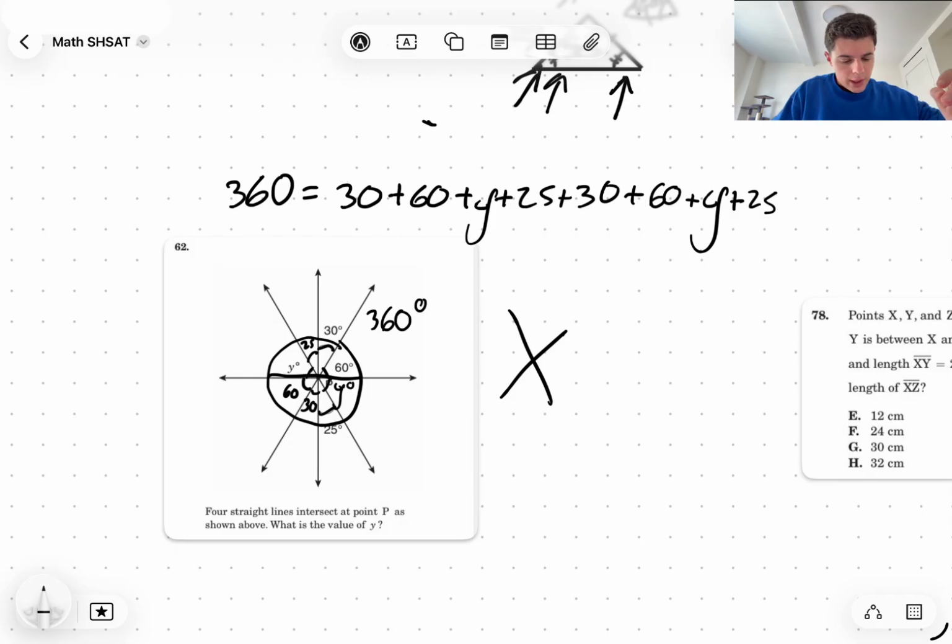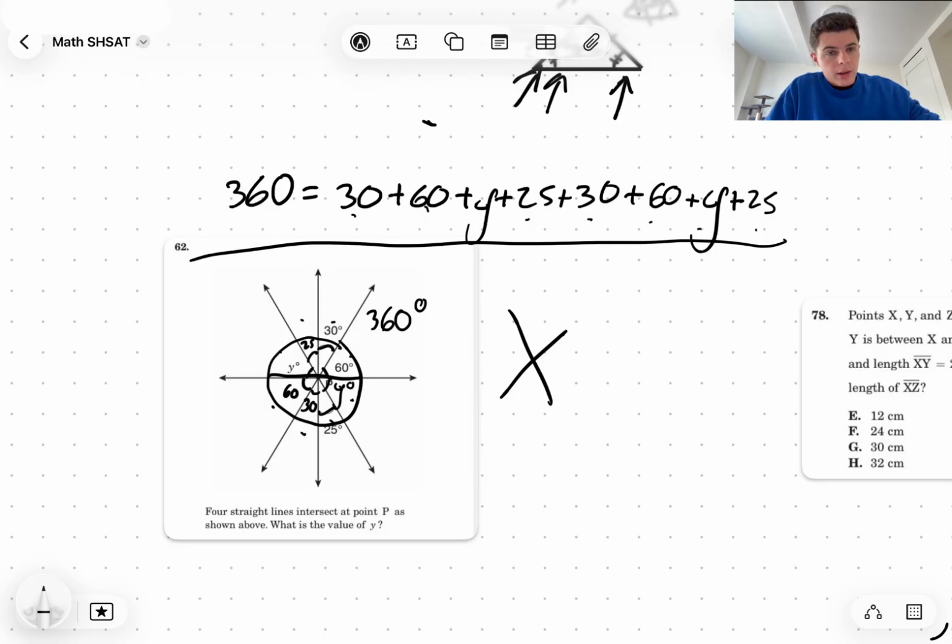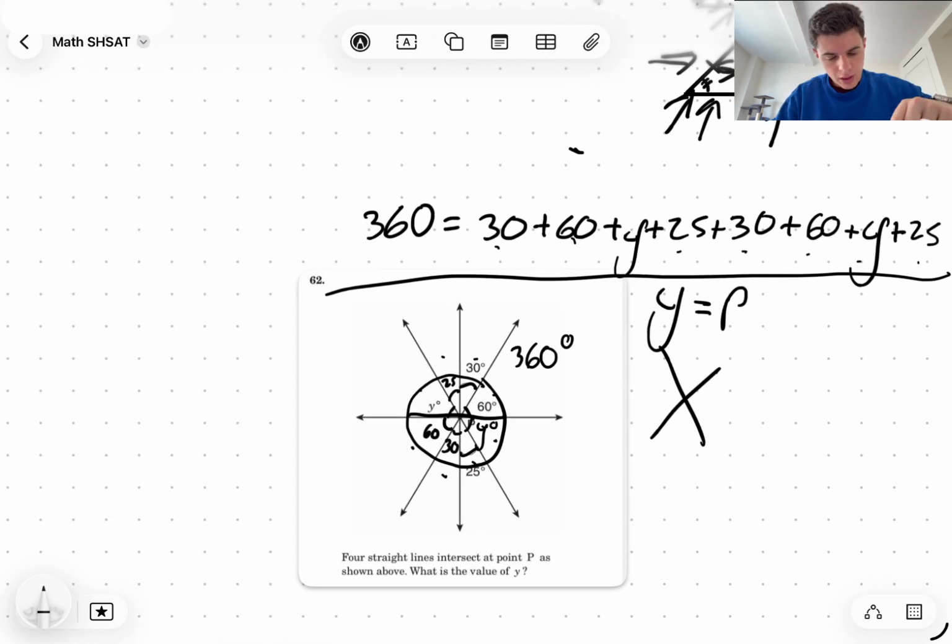So now that we have all our angles down, let's make sure we have all the right ones. We have 1, 2, 3, 4, 5, 6, 7, 8. 1, 2, 3, 4, 5, 6, 7, 8. So we have everything. Now look at this. We just have a simple one variable equation where we're solving for y. And we said that y is equal to p, so if we find y, we know p. So let's just do this quickly.